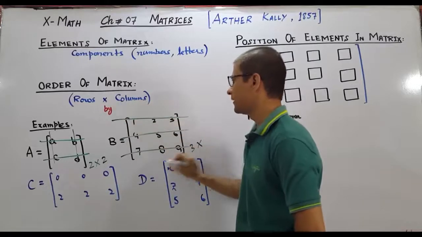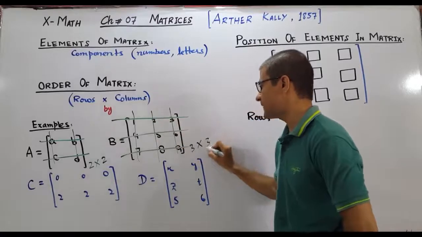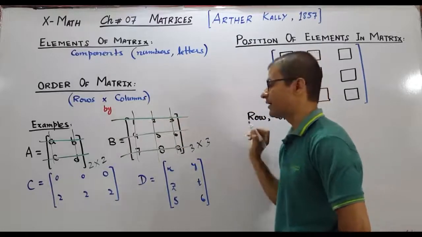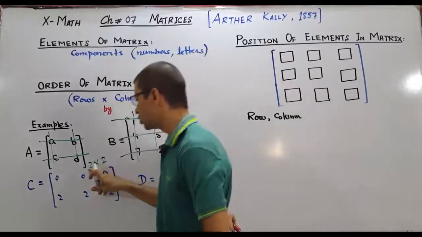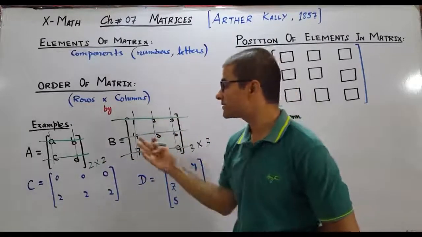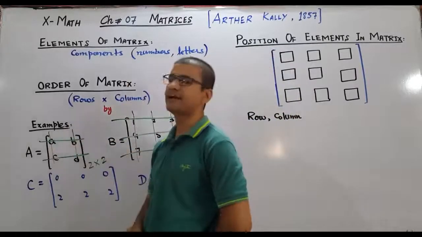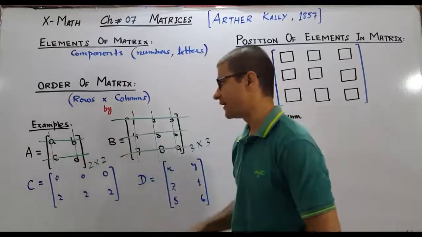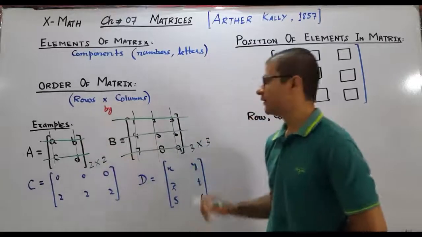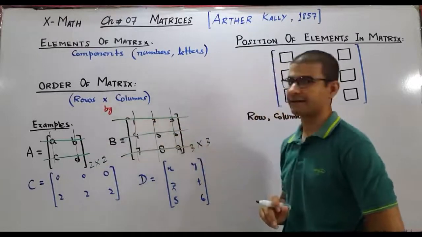Then by the number of columns. There are 3 columns present in the matrix, 3 by 3. If we multiply 2 by 2, we will get 4. What does 4 represent? 4 represents the number of elements present in the matrix. There are 4 elements. In the 3 by 3 matrix, 3 times 3 is 9. There are 9 elements in the matrix.